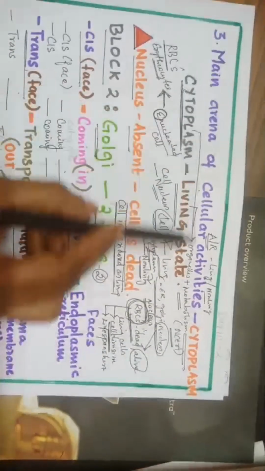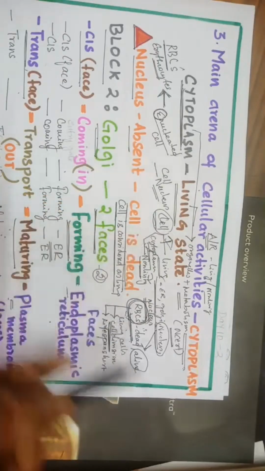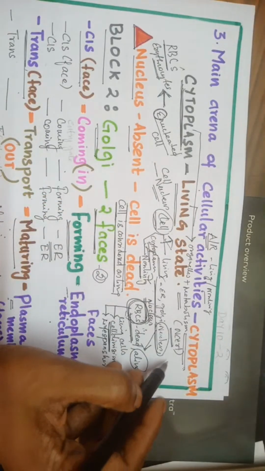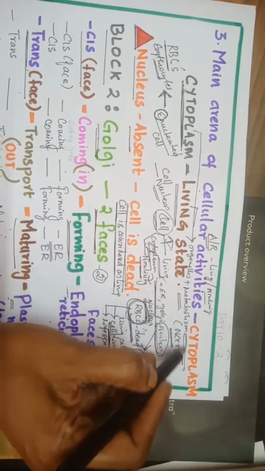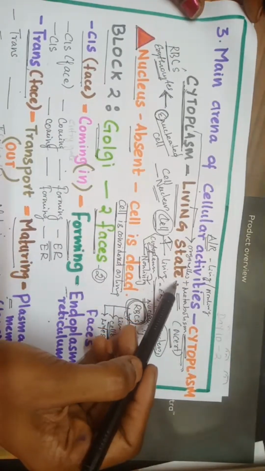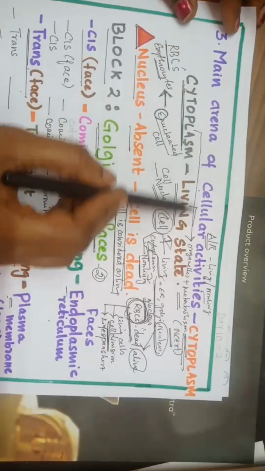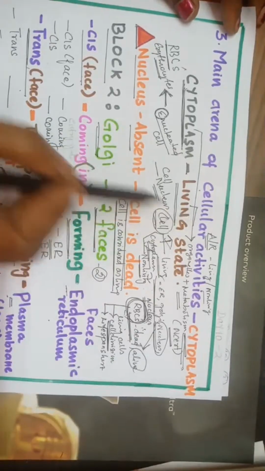Next is the main arena of cellular activities. This can also be asked as an AR if they want you to check in a tricky way. Cytoplasm is very important to consider a cell as living or non-living, because it is the place for all the main cellular metabolic activities.